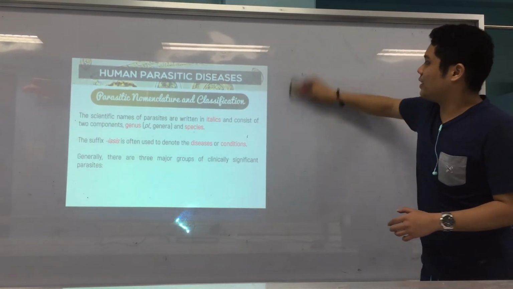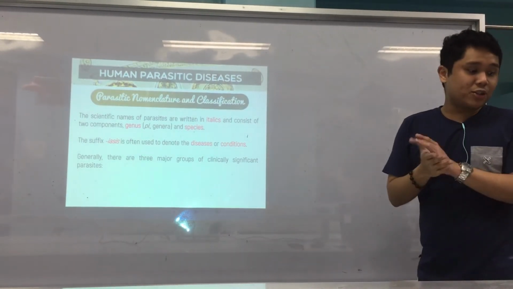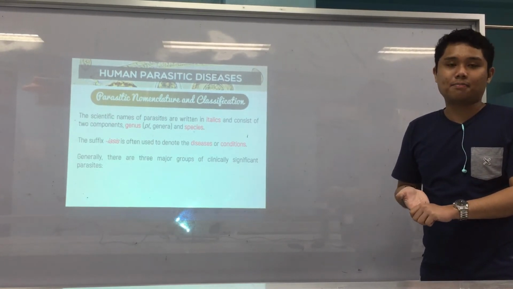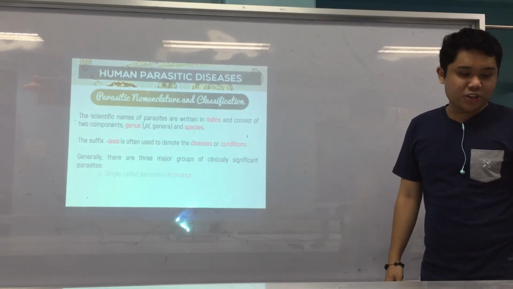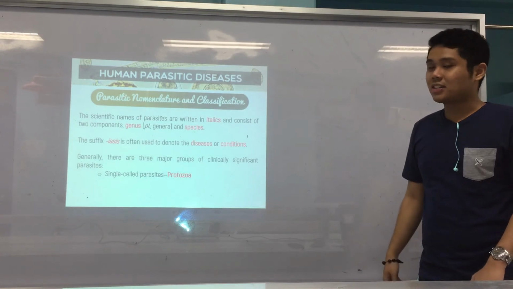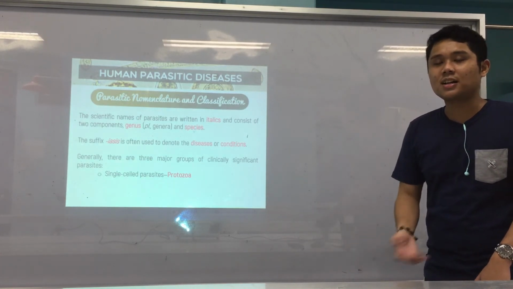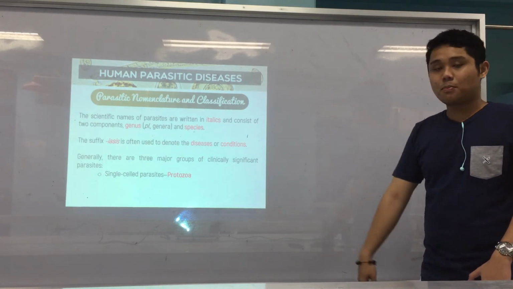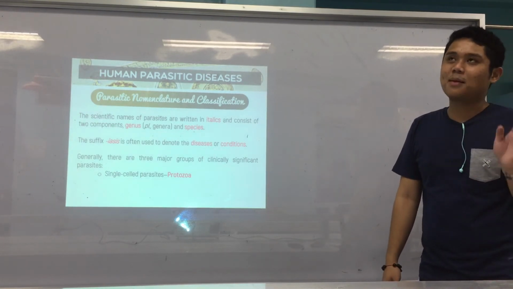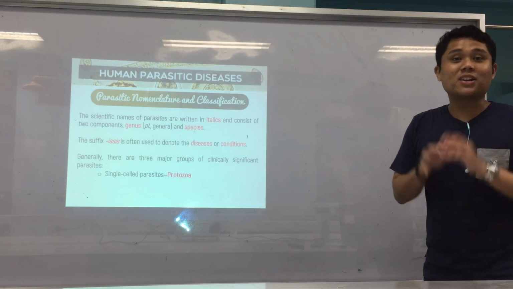And generally, this is our last topic. We have three major groups of clinically significant parasites. First is, of course, your protozoa, your single-celled parasites. So you have amoeba, Giardia, Trichomonas. They're all found in the protozoa group.